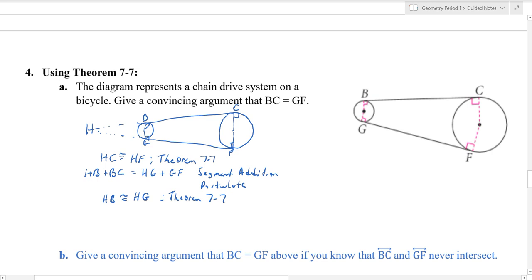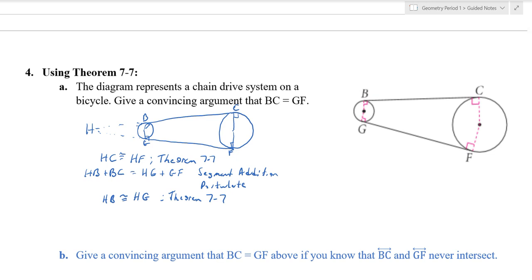So take a look. HC and HF are congruent because in reference from point H to the big circle, these two lines are tangent and point H is my point outside the circle. HB and HG are congruent because in reference to the small circle, point H is a point outside the circle that goes through two tangent lines of the small circle. So that's why that is.